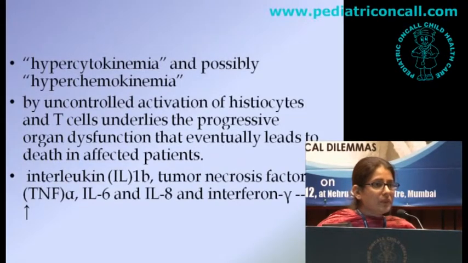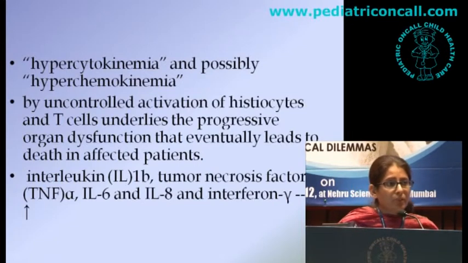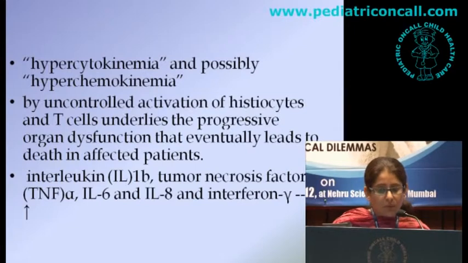And why does hemophagocytosis occur? It occurs because there is an excessive activation and hypercytokinemia, with excessive activation of the antigen presenting cells like the macrophages, histiocytes, and the CD8 T cells, because of which a cytokine storm is happening. A whole gamut of cytokines are being released into the body, each one having its own effect.